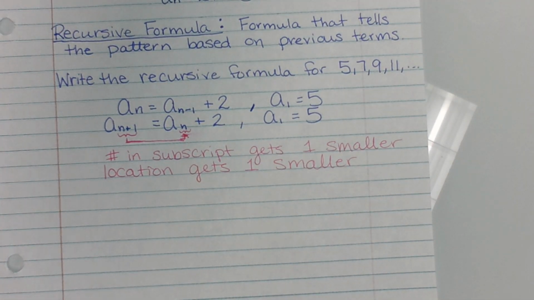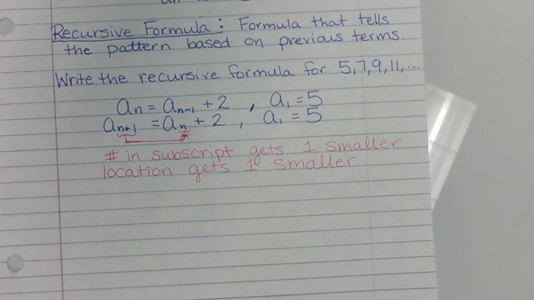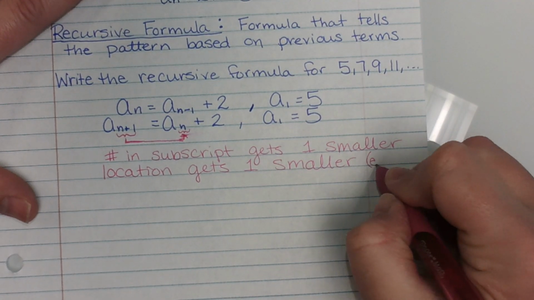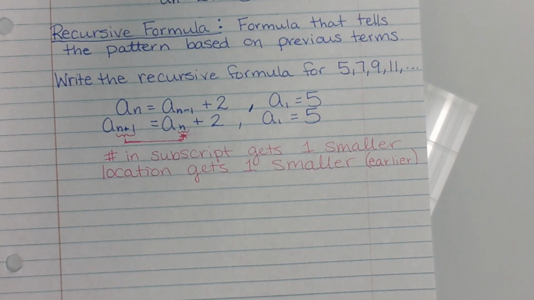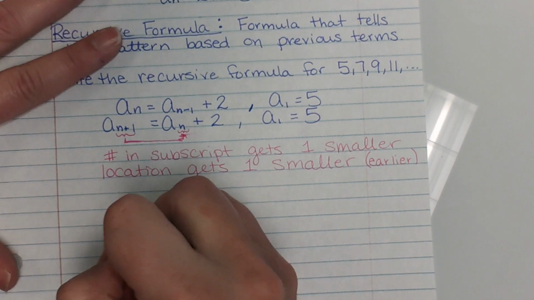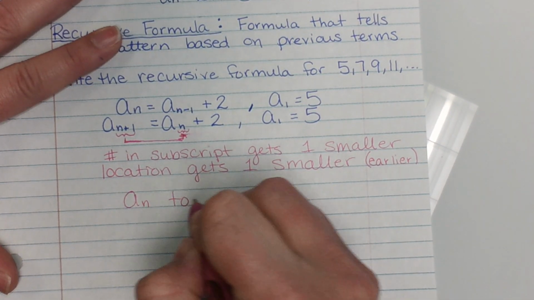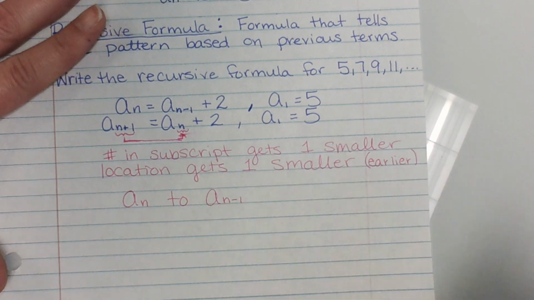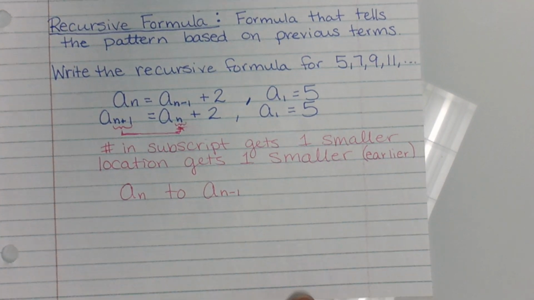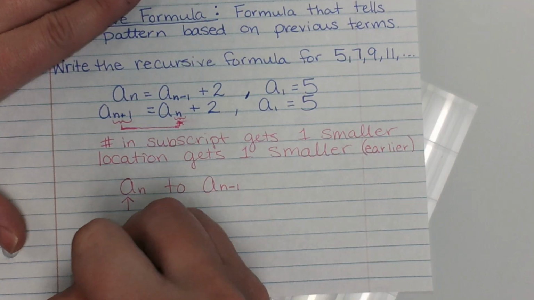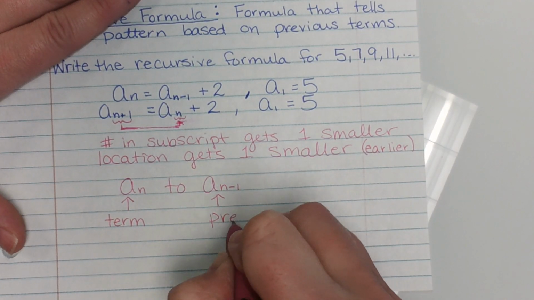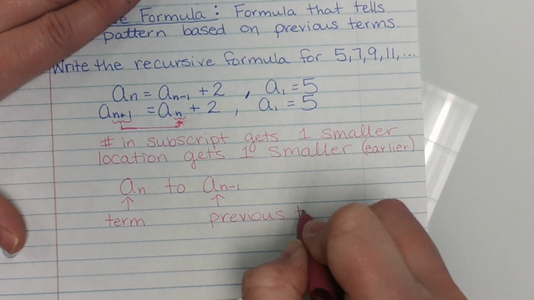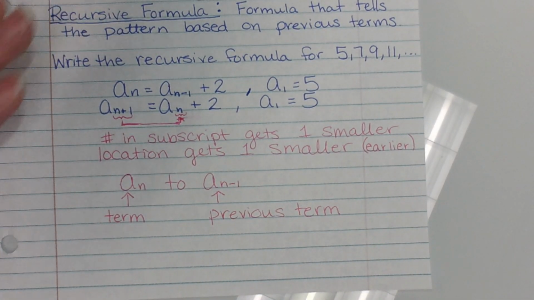And if you bring the location one smaller, you're technically bringing it one earlier. In other words, if you try to compare a sub n to a sub n minus 1, this is a term, and this is the previous term, because it's one location earlier in the list.